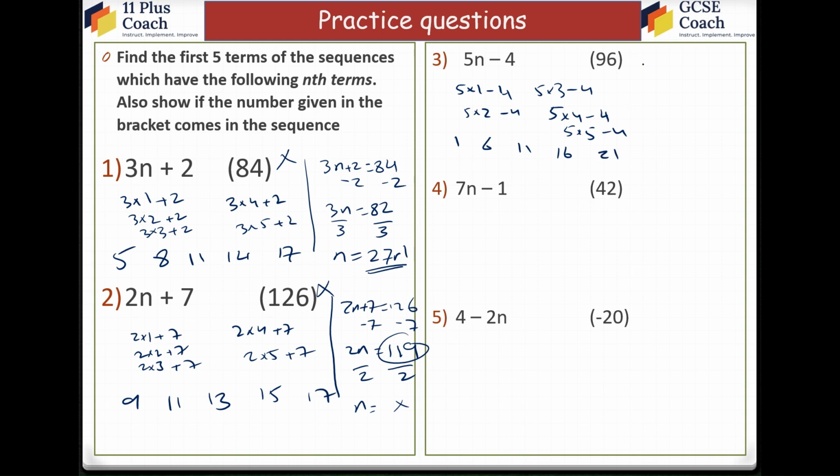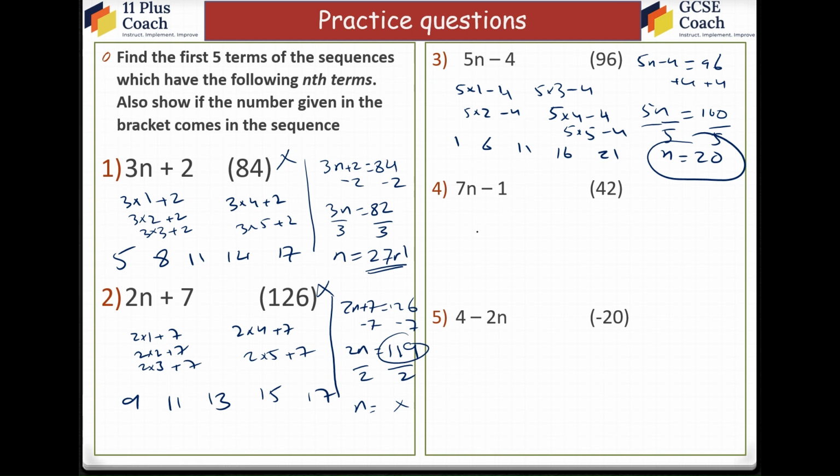Is 96 in the sequence? Simply 5n minus 4 equals 96. Add 4 to both sides. That gives me 5n equals 100. I divide both sides by 5. That gives me n equals 20. That means it is in the sequence because it's the 20th term.